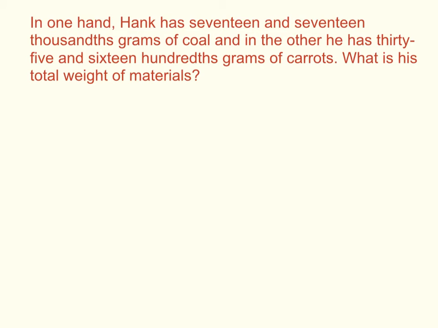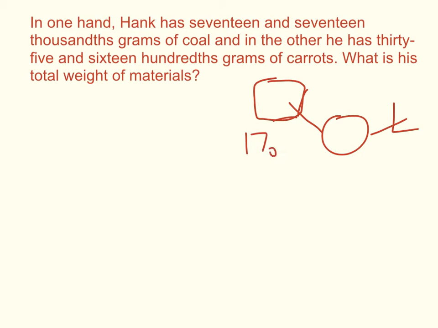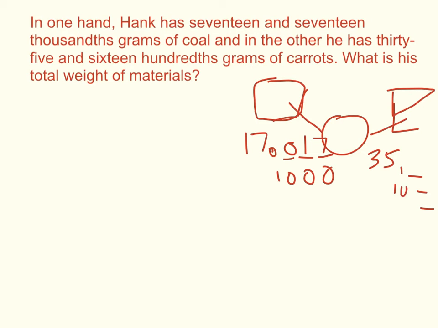Awesome. So there's one of Hank's hands. There's another of Hank's hands. So in this hand he's got coal. He's got 17, and being the math word to mean decimal point, and 17 thousandths. So I know it needs to end in the thousandths place, so I need to put a 17 there, then I need a 0 there. And over here he's got some carrots, so he's got 35, and dot dash dash, should have left myself a little bit more room, hundredths, so I know it needs to end in here, and so he's got 16.